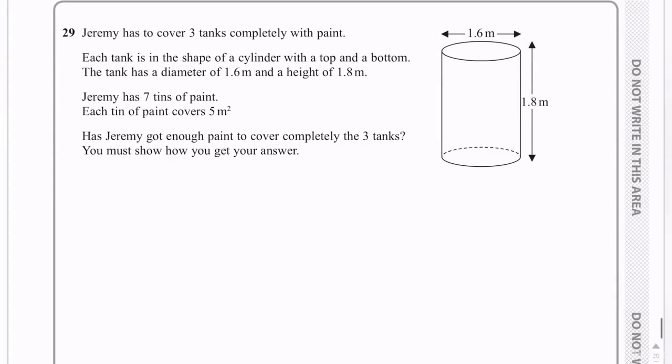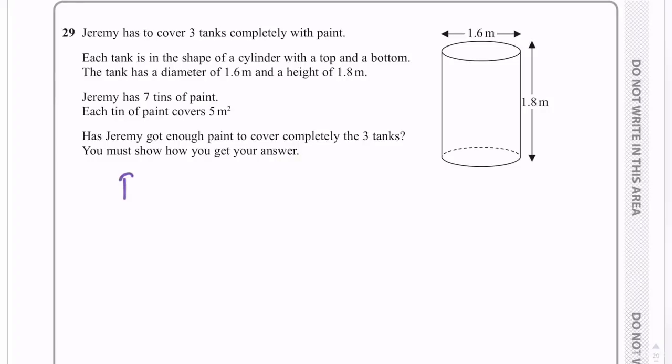Right, we've got a cylinder. It says that Jeremy has to cover 3 tanks with paint. Each tank is in the shape of a cylinder with a top and bottom, and each tank has a diameter of 1.6 and a height of 1.8 given to us on the diagram. He has 7 tins of paint, and each tin of paint covers 5 metres squared. Is he going to be able to cover the 3 tanks?